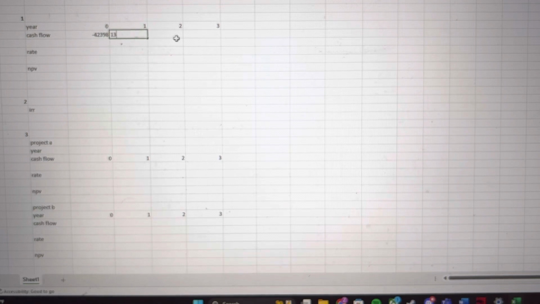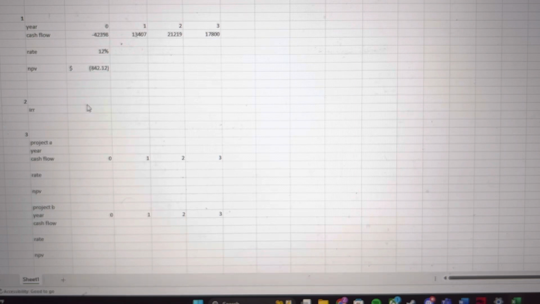So year 1 is $13,407. Year 2 is $21,219, and year 3 is $17,800. The rate on this question is 12%. And to solve the NPV, we plug in the rate, and then year 1 through 3, and then we add year 0 on at the end. It is a value of $842.12.